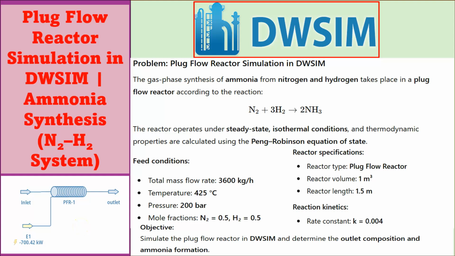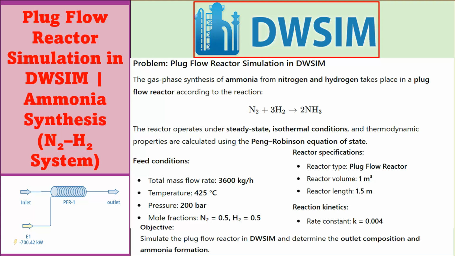Let's begin today's reactor simulation problem. In this video, we will simulate a plug flow reactor in DWSIM for the gas phase synthesis of ammonia from nitrogen and hydrogen. The reaction considered is nitrogen reacting with hydrogen to form ammonia, and the reactor operates under steady state isothermal condition using the Peng-Robinson equation of state.